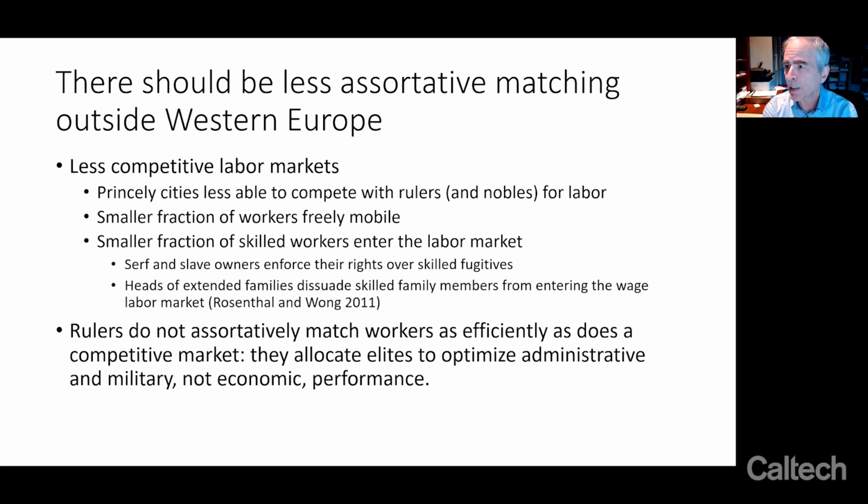It's possible, of course, that labor could be perfectly assortatively matched by dictate, but we argue that rulers are probably not going to assortatively match workers as efficiently as a market. A good part of what they would want to do is allocate elites to optimize administration of the empire, which would mean allocating them to a widely dispersed set of administrative centers, or to optimize military performance, which would mean allocating elites to forts that are presumably dispersed along the border. So neither of those sounds like a recipe for optimizing economic performance in the same way that happens in the Kremer model.